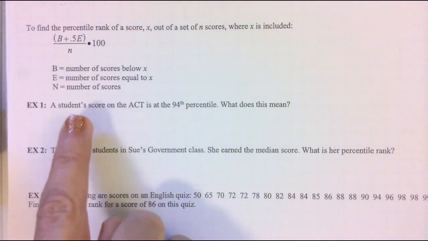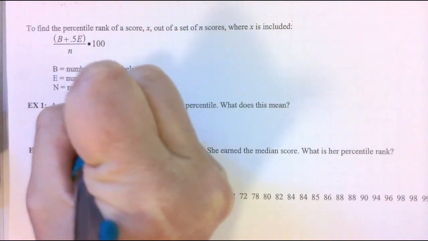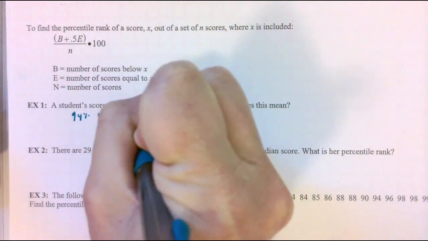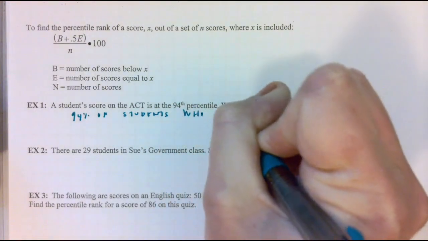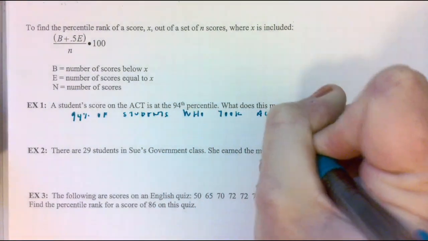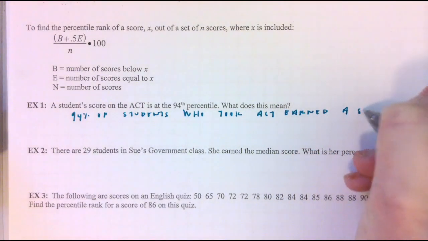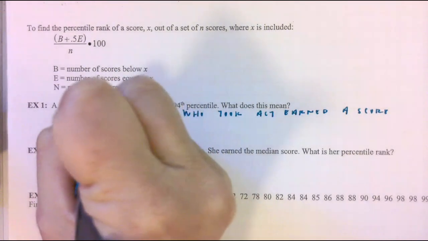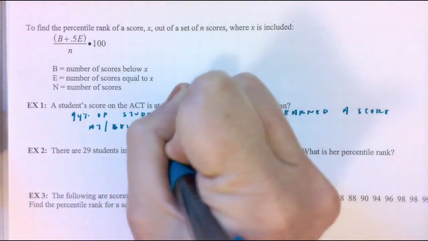Okay, so looking at example 1: a student's score on the ACT is at the 94th percentile. What does that mean? That's similar to what I was just saying. We're saying that 94% of students who took the ACT earned a score that is at or below this student's score.